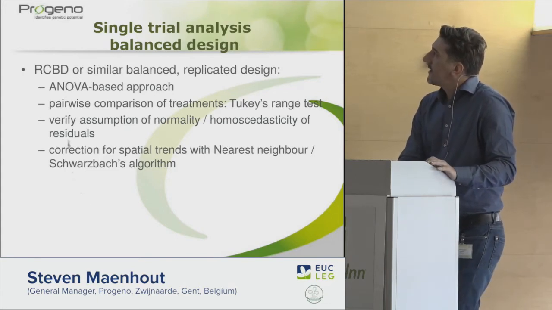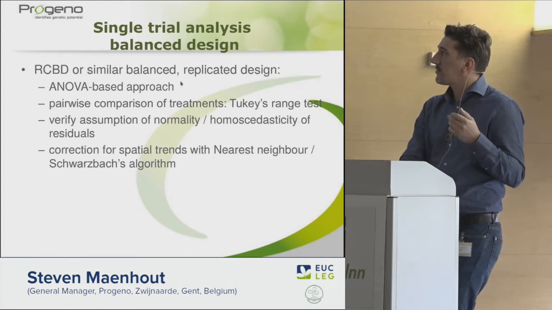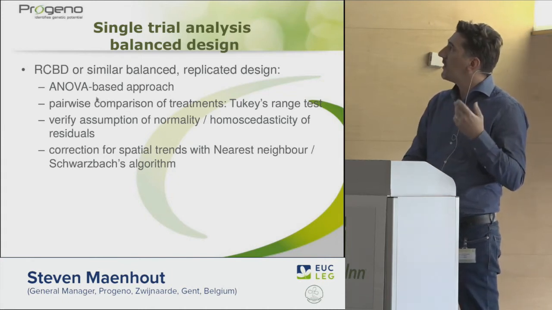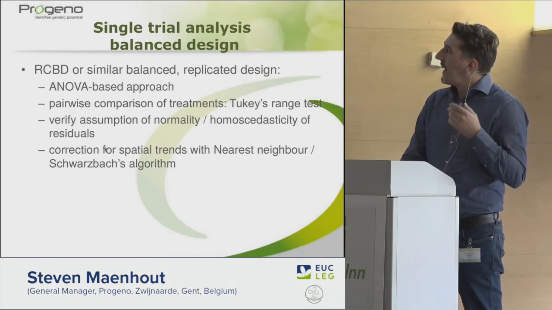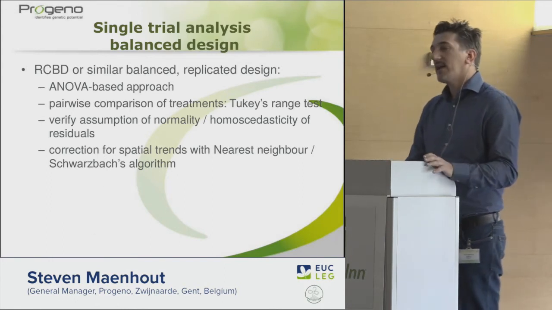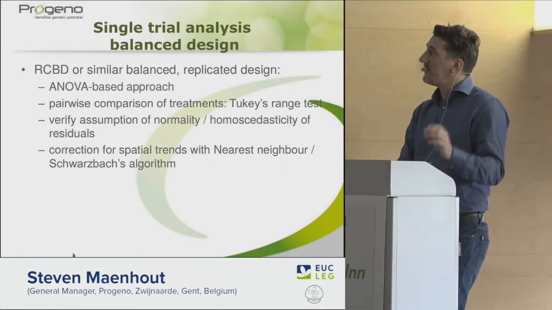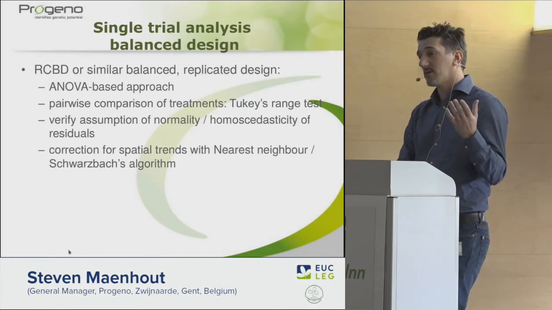Now, like I said, if you're using a randomized complete block design or a similar balanced replicated design, you wouldn't go through the effort to do linear mixed models. You'll use an analysis of variance to see if there's an importance of your blocks. You can do pairwise comparisons. You can verify your assumptions. And then comes the tricky part. Are we going to do a spatial analysis or not? Because spatial analysis, in most statisticians' minds, is something that is set in the linear mixed model framework.